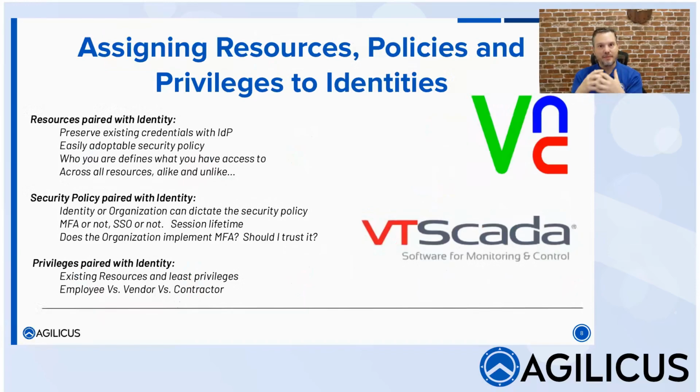So let's look at how we pair all of this together. We want to be able to assign resources and privileges to identities by crafting security policies that are very simple, that identify the role or groups and the resources they access. So the first one is where we're going to pair resources with identity. So I am not going to issue new credentials for these identities. I'm going to allow my employees, my contractors, my vendors to use their existing credentials, their existing identity provider. That way, the security policy is easily adopted because it's the existing one of their organization.